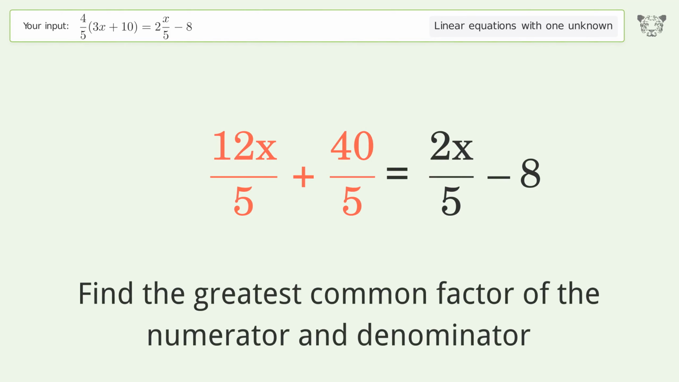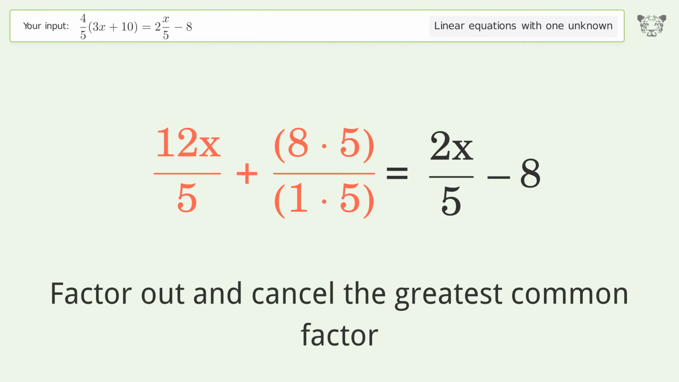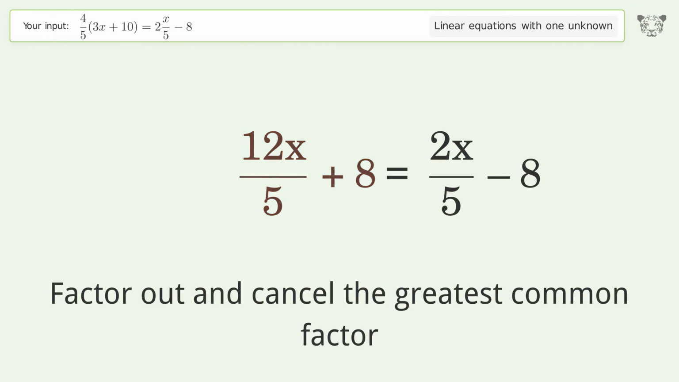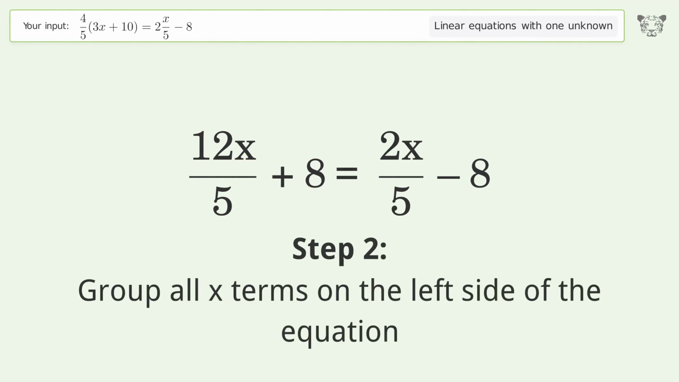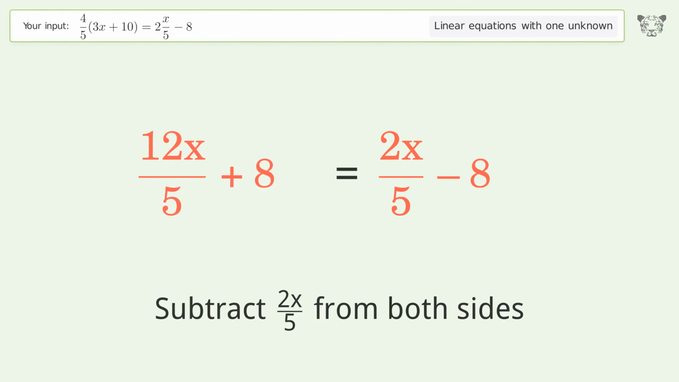Find the greatest common factor of the numerator and denominator. Factor out and cancel the greatest common factor. Group all x terms on the left side of the equation. Subtract 2x over 5 from both sides.